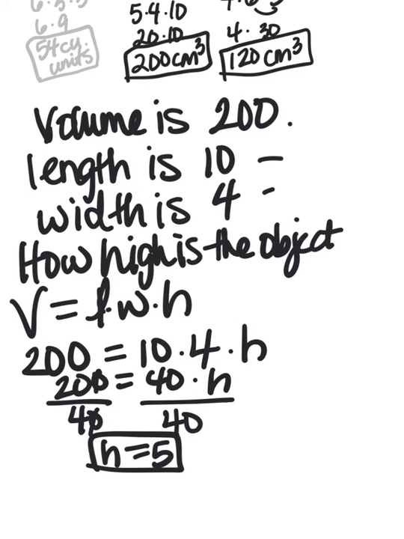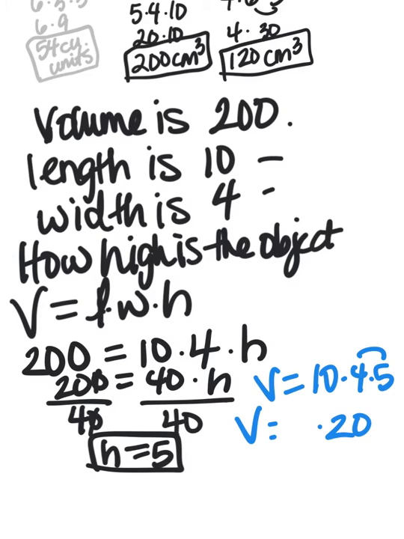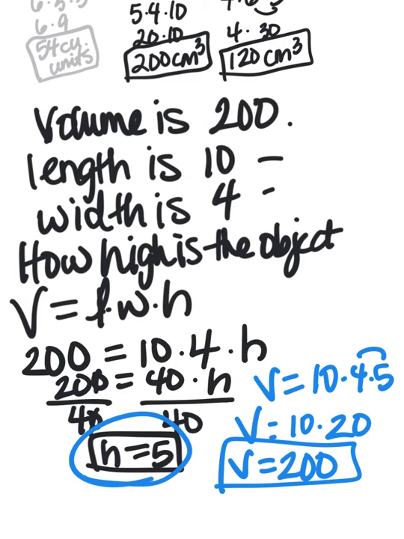Let's check that and make sure that that's true. So I'm saying that the height is 5. Well, let's check and see. I'm saying that the volume is 10 times 4 times 5. So I'm just double checking. 4 times 5 is 20 times 10, and the volume would be 200, so my answer is correct. So 5 is the correct answer. That's it. Easy, right?